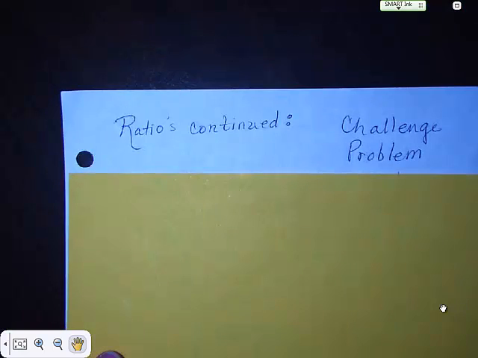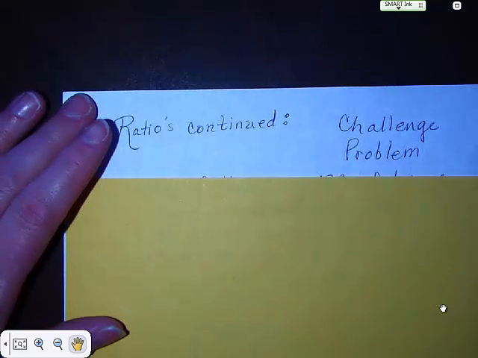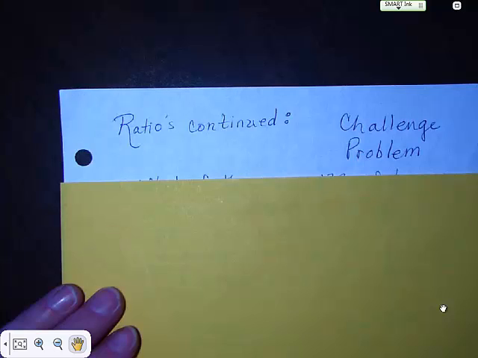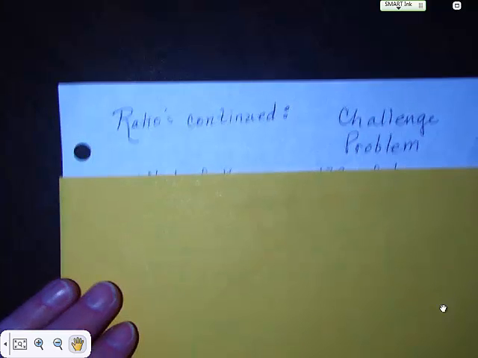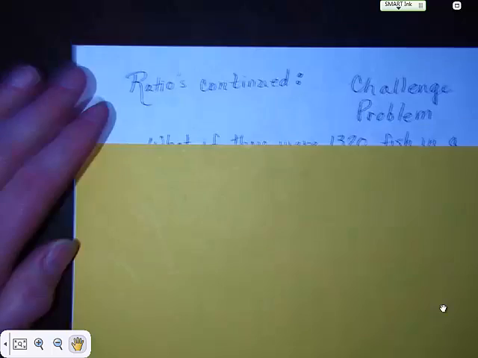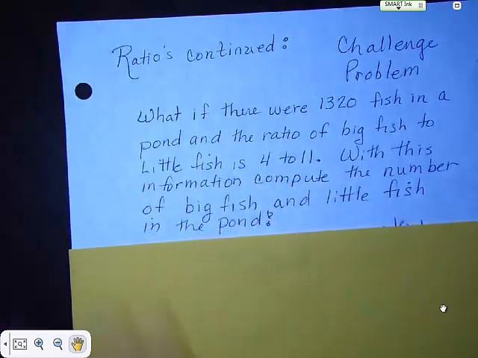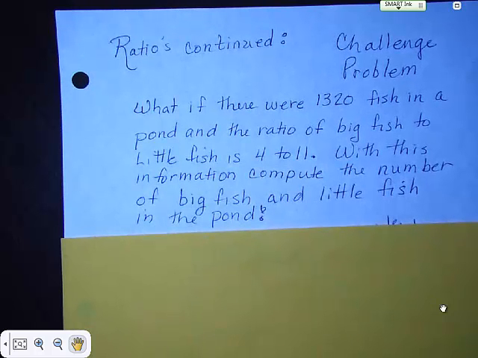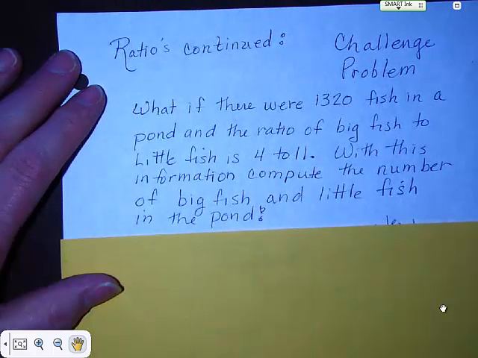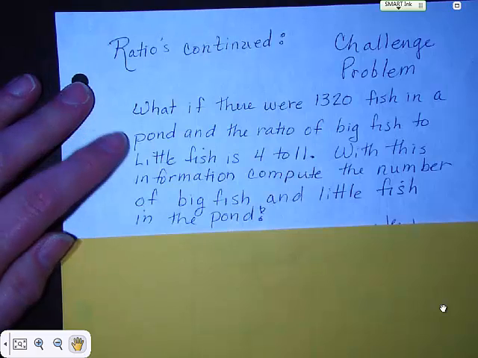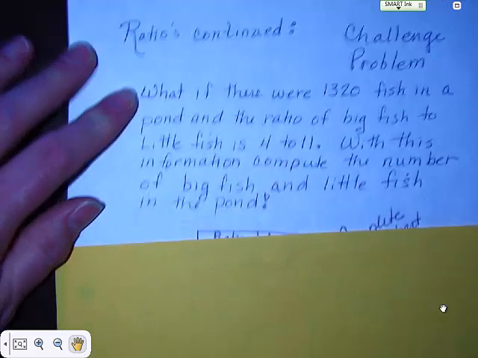Okay, now, this is ratios continued. It is the challenge problem for you. Okay? Again, I really highly suggest you try this one because it will give you an example to use on homework and probably on your test that's coming up. What if, this is called the fish problem, okay? Fish in a pond. What if there were 1,320 fish in a pond and the ratio of big fish to little fish is 4 to 11? With this information, compute the number of big fish and little fish in the pond. Draw pictures if you need to.